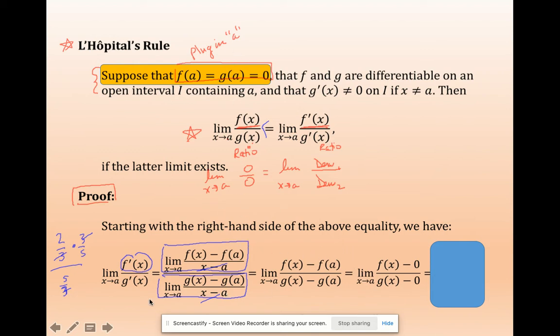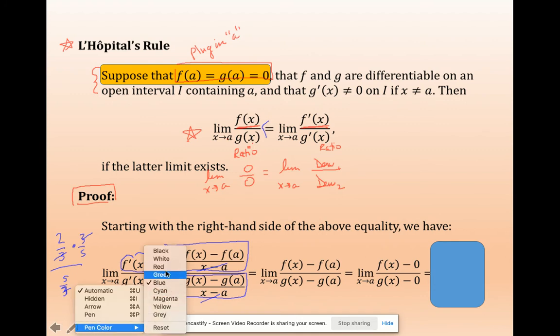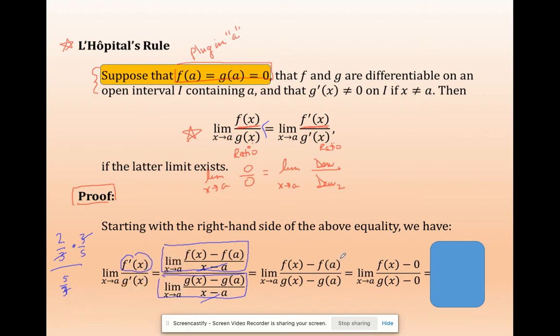The proof does not work if f of a does not equal 0 and g of a does not equal 0, giving you your indeterminate form up here. Because now, look what that simplifies to. Oh, snap. See how I went from the limit of the ratio of derivatives to the limit of the ratio of the original functions. Crazy.